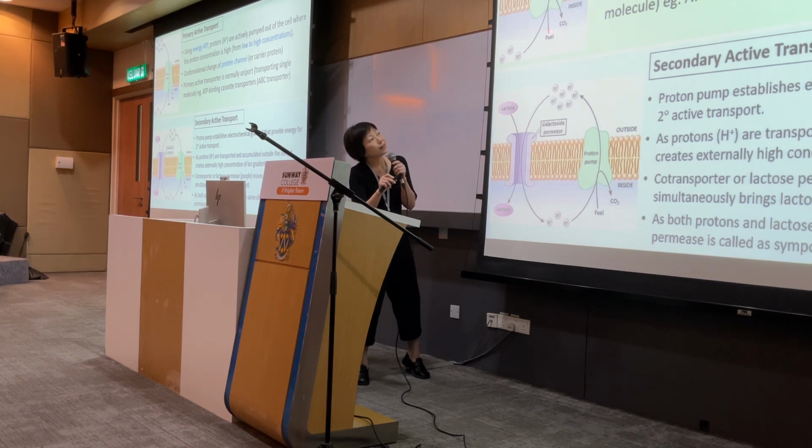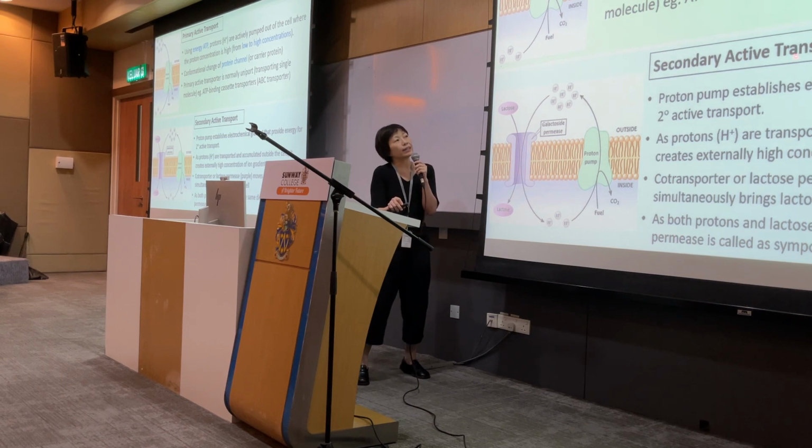All right. Now, secondary active transport, what is the difference? Here you have a co-transporter. This proton pump is similar to the one in primary active transport. The proton is pumped from inside to out, which has lower concentration inside and higher concentration outside. Therefore, you require energy to pump it out.